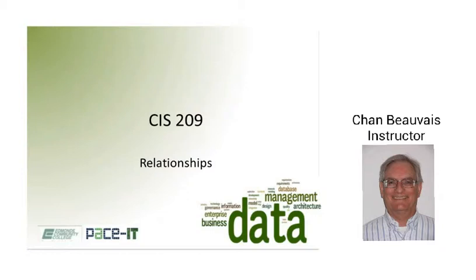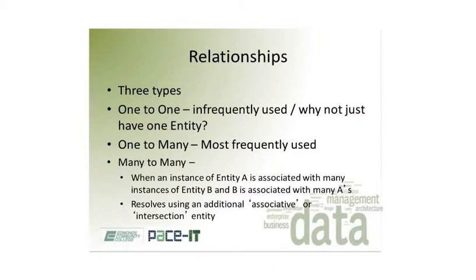Our topic is relationships today, and we're not talking about personal relationships, we're talking about entity relationships. As we mentioned in the previous topic, we have three basic types of relationships. We have one-to-one relationships, which are infrequently used because typically you can just consolidate those two entities into a single entity. We have one-to-many relationships, which is probably the most frequently used thing you'll find. And then we have another type of relationship called many-to-many.